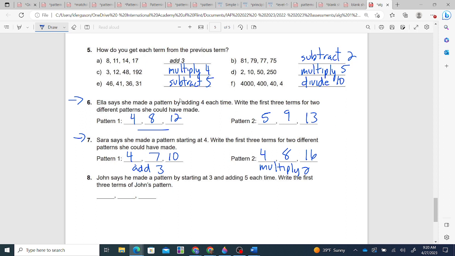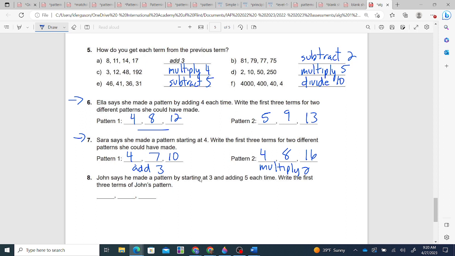I took the restriction that they gave me, and then I got to pick everything else. So they said adding 4, that was my pattern, but they didn't tell me what to start with, so I got to pick. The second one, they told me what to start with, but didn't tell me the pattern, so I got to pick it.